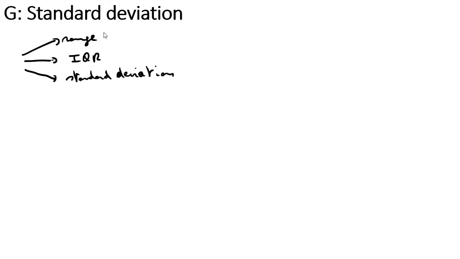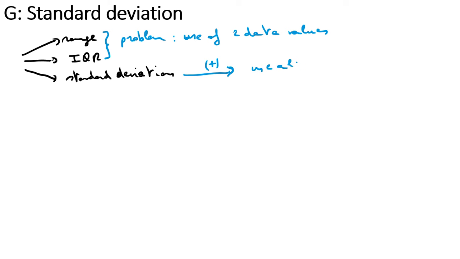The problem with the range and the interquartile range is that we only use two data values. While for the standard deviation, we use all data values, which will give a better view.